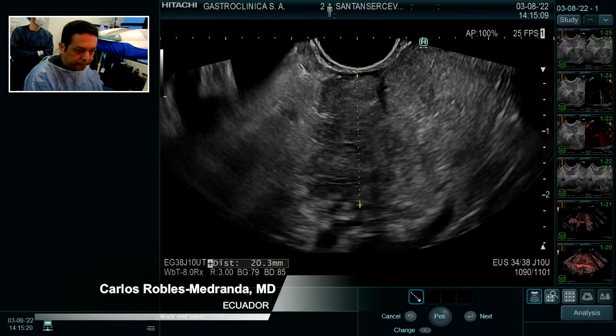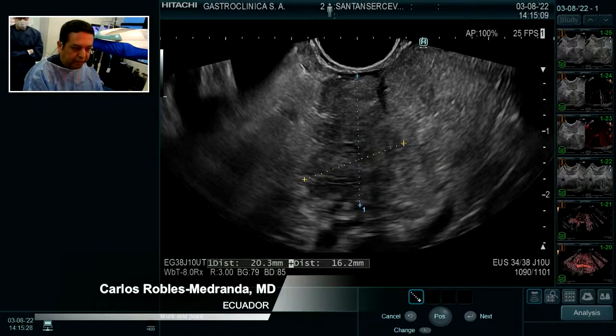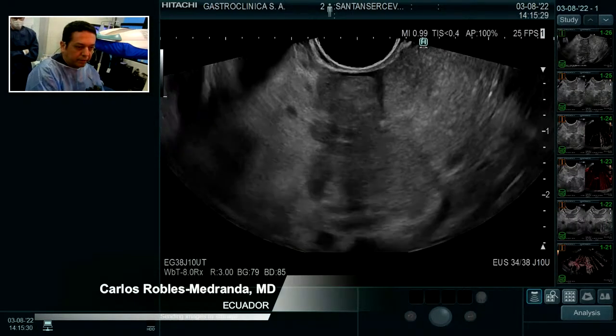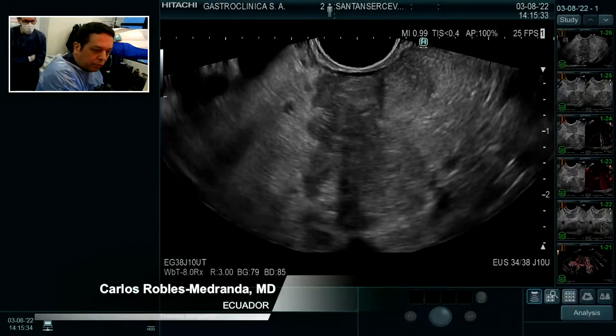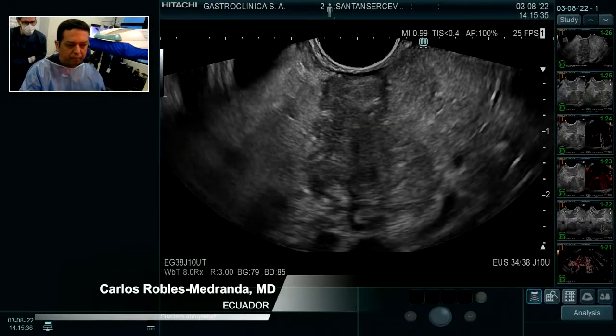It's around 20 millimeters in diameter by 16. So this is the lesion, but this lesion is coming from the uncinate process. I will show you in a few minutes. So what we have here.